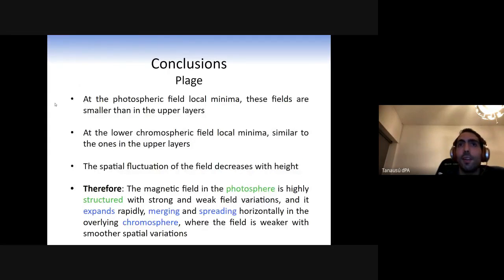We found that at the photospheric field local minima, these fields were smaller than in the chromosphere, and at the chromosphere field local minima, we got similar values for the three layers. That means from the lower, middle, and upper chromosphere. We also found that the spatial fluctuation of the field decreases with height, and all of this together can mean that the magnetic field in the photosphere is highly structured with strong and weak field variation, and it expands rapidly, spreading horizontally in the overlying chromosphere with magnetic fields that are weaker and with a smoother variation.